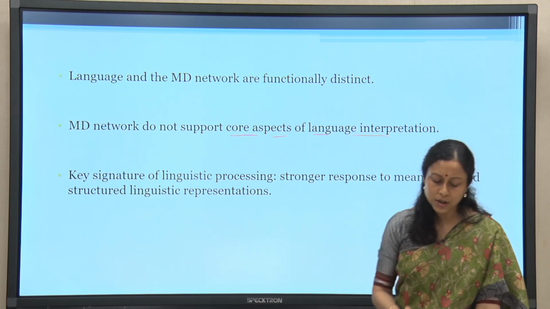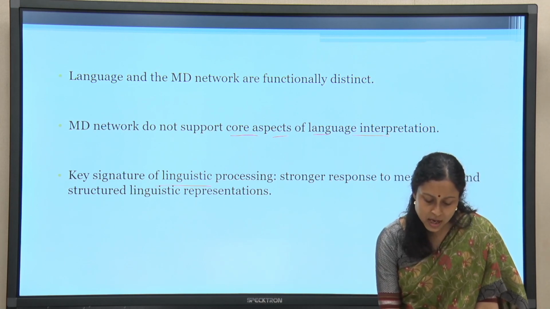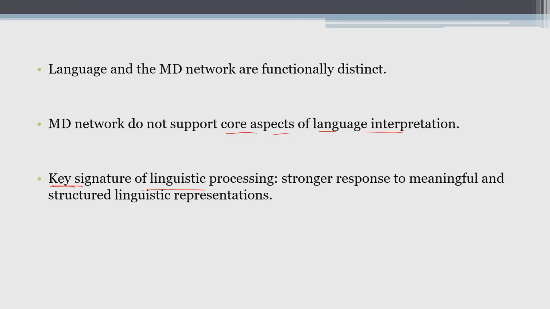Now, what do they call the key signature of linguistic processing? This is very important. What is considered a key signature of linguistic processing, and what is peripheral processing? A stronger response to meaningful and structured linguistic representation. This is what they take to be the key signature of linguistic processing.